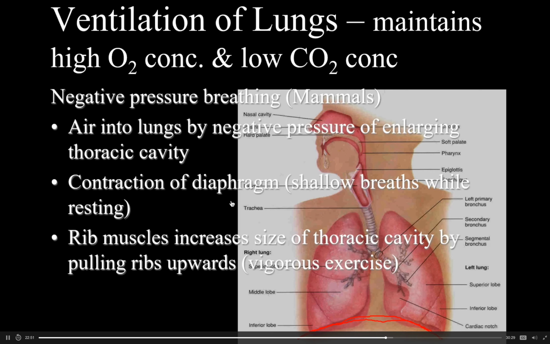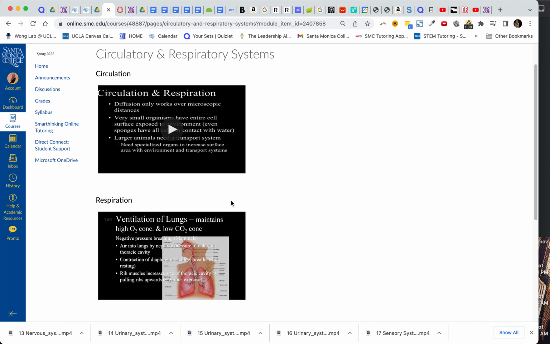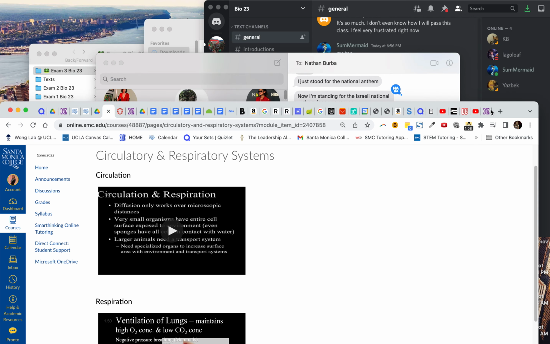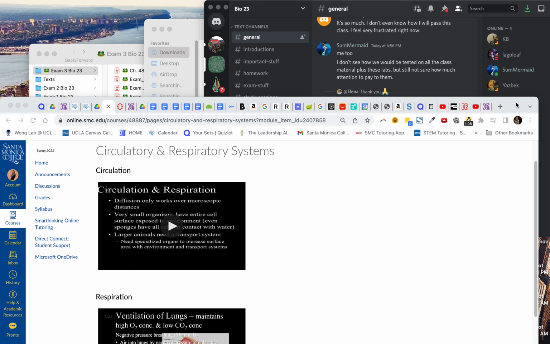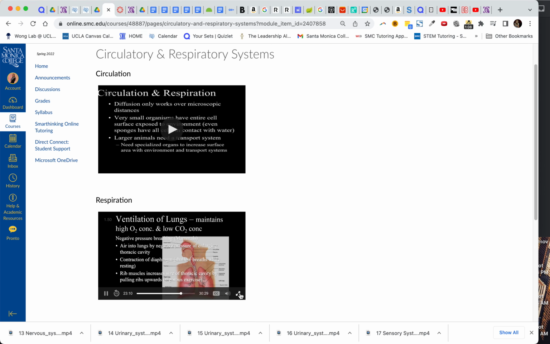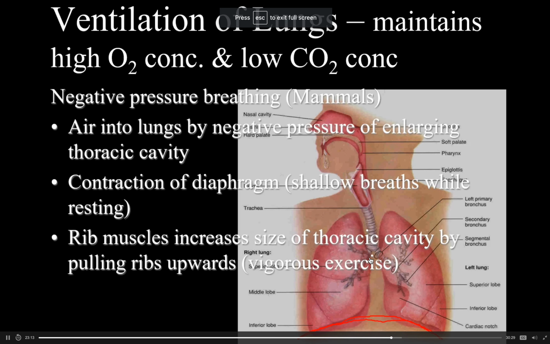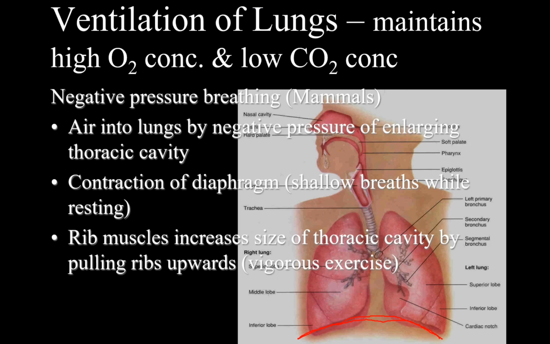What you're doing is increasing the volume of your thoracic cavity, which, of course, if you increase the volume, and you've got a set amount of gas in there, the pressure drops because there's more volume now. And so now you've got lower pressure in your lungs than outside, so air flows into your lungs from the outside. But you're doing that by controlling the volume of the thoracic cavity. So you have a couple of ways that you can actually change that volume.